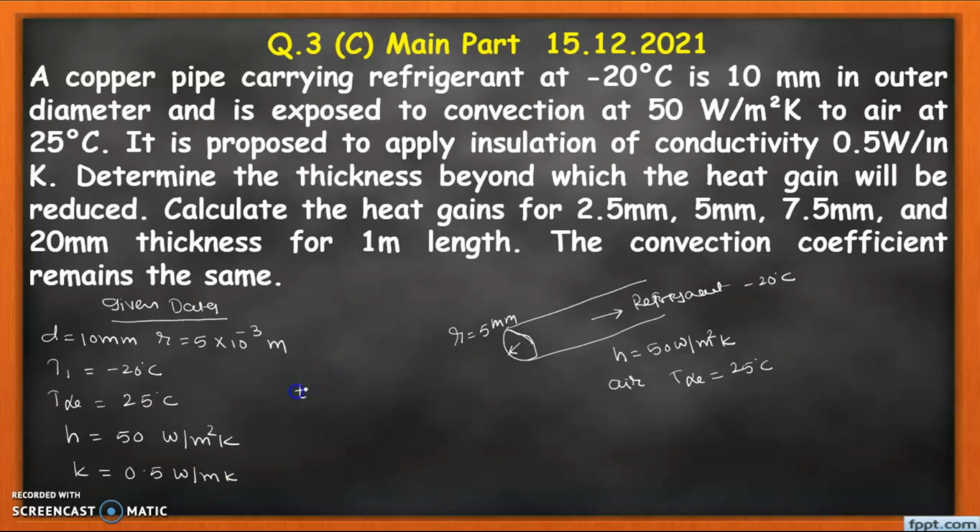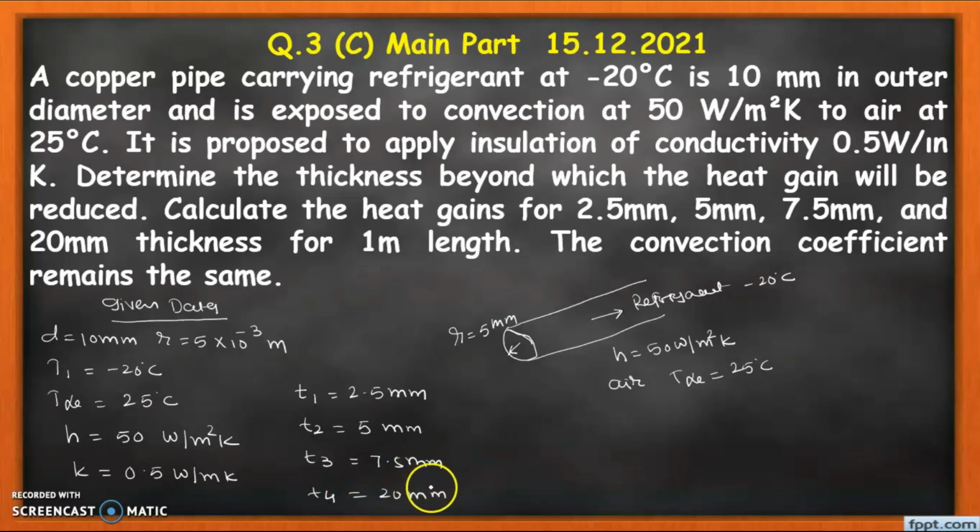Let us take thickness t1 as 2.5 millimeter. Then thickness t2 is 5 millimeter. Thickness t3 is 7.5 millimeter. Thickness t4 is 20 millimeter.